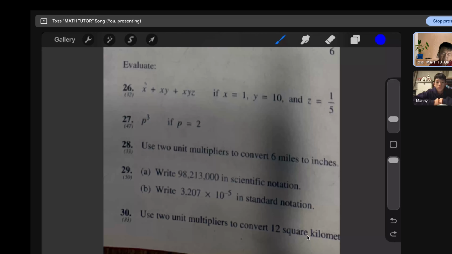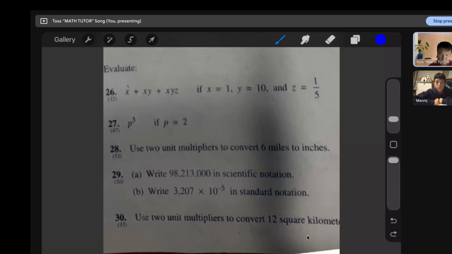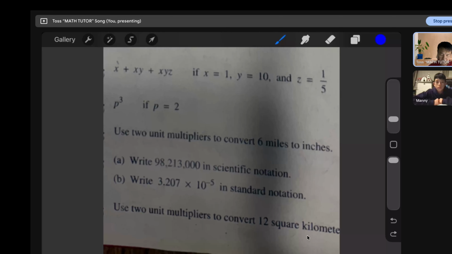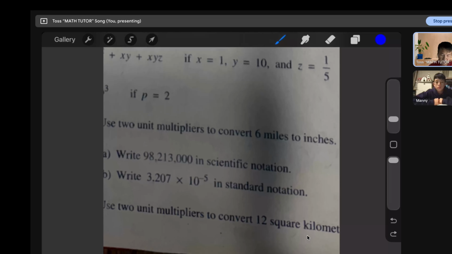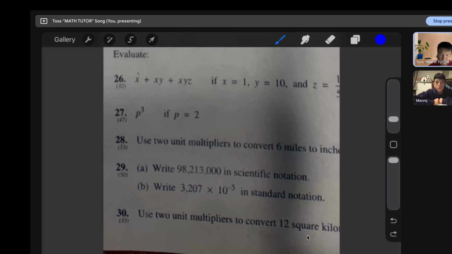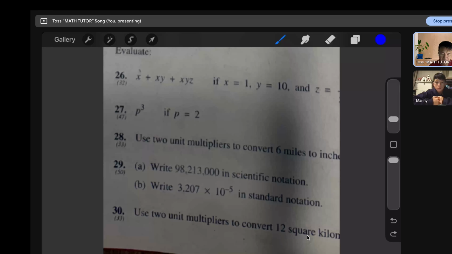Oh yeah, you know what? We haven't done scientific notation for a while. And the two unit multipliers, I think you're okay. I'm pretty sure you're pretty good with this. But wait, what about scientific notation here? 29. Let's do A and B. B is easy, I'm sure.